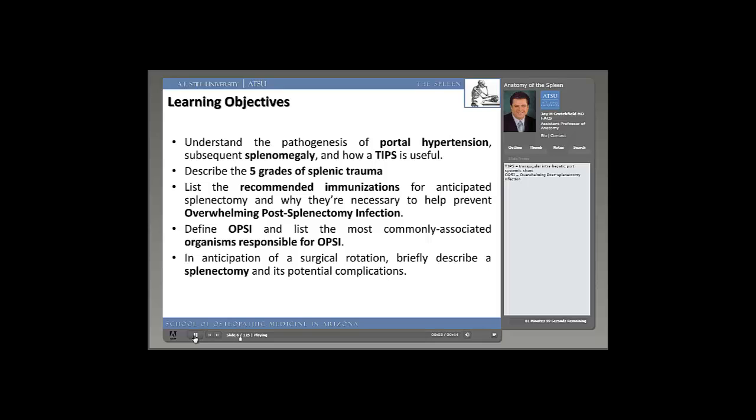Portal hypertension is also discussed, along with the pathogenesis of splenomegaly and how a transjugular intrahepatic portosystemic shunt is useful. In anticipation of a surgical rotation where you might actually scrub in on a splenectomy, you should be able to briefly describe that procedure, as well as the 5 grades of splenic trauma which could lead to a splenectomy. Also list the 3 immunizations which are recommended either before or after a splenectomy is anticipated. And a brief introduction to overwhelming post-splenectomy infection is also introduced.